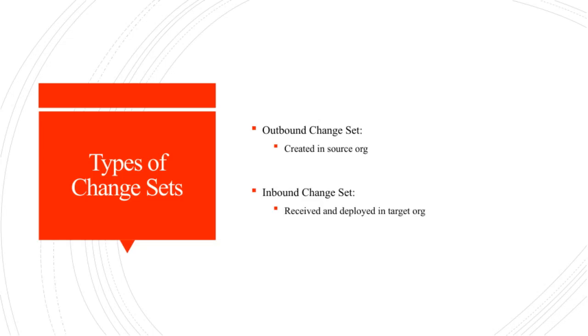Now, let's take a look at the two main types of change sets we work with. First, we have the outbound change set. This is created in the source organization, where you prepare the changes you want to move. Think of it as packaging up all the updates, configurations, or components you've made in your development or sandbox environment.